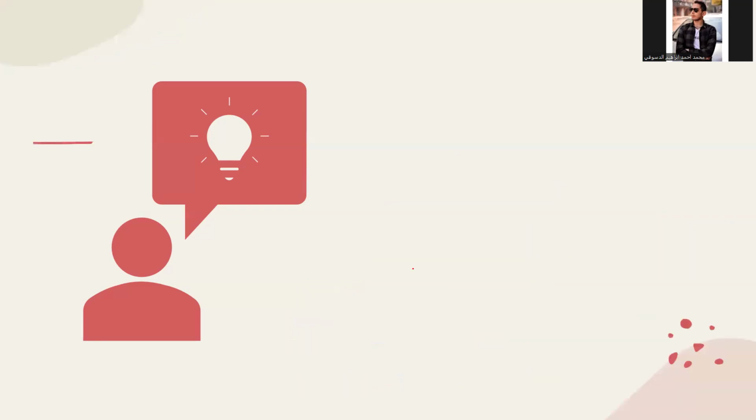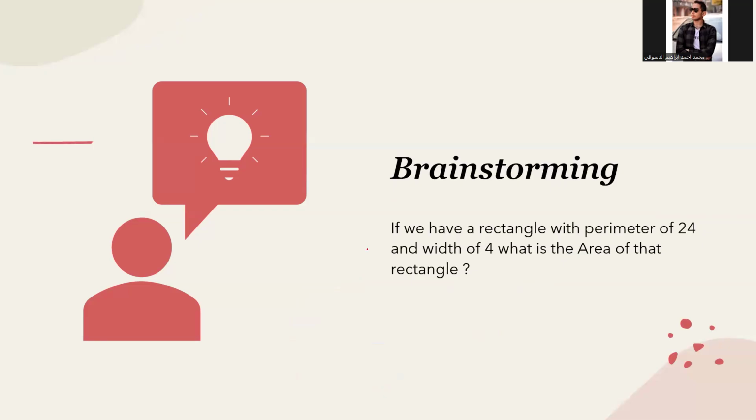Okay. For another brainstorming example, if I have a rectangle with a perimeter of 24 and a width of 4, what is the area of that rectangle? Okay, we understand. We write the formulas. We find what's the common factor for them. We get it, and we get the missing data that he needs, to solve the problem.